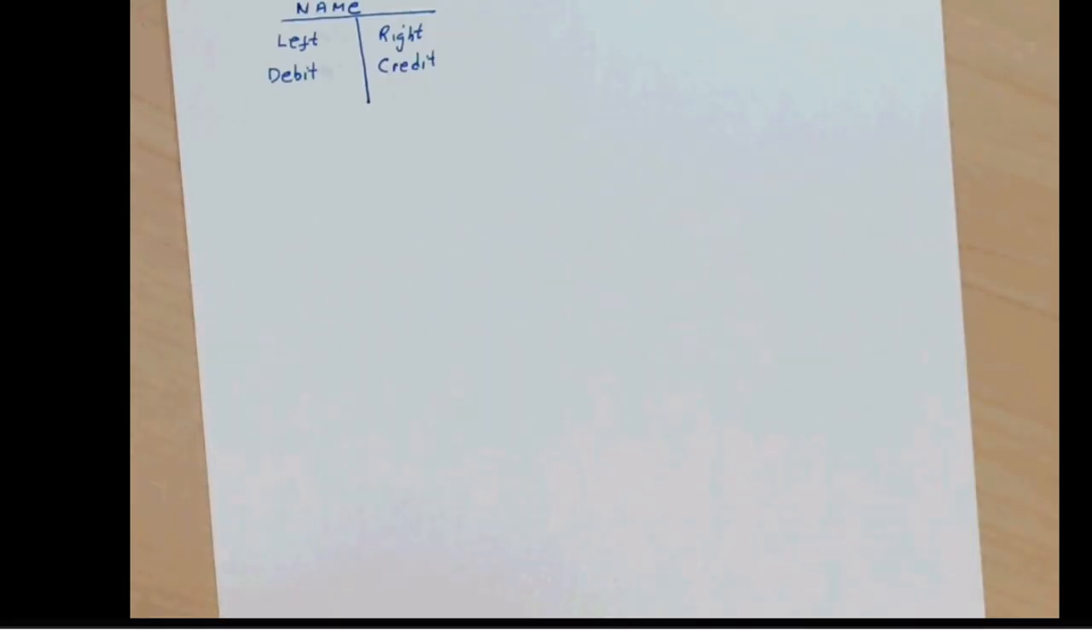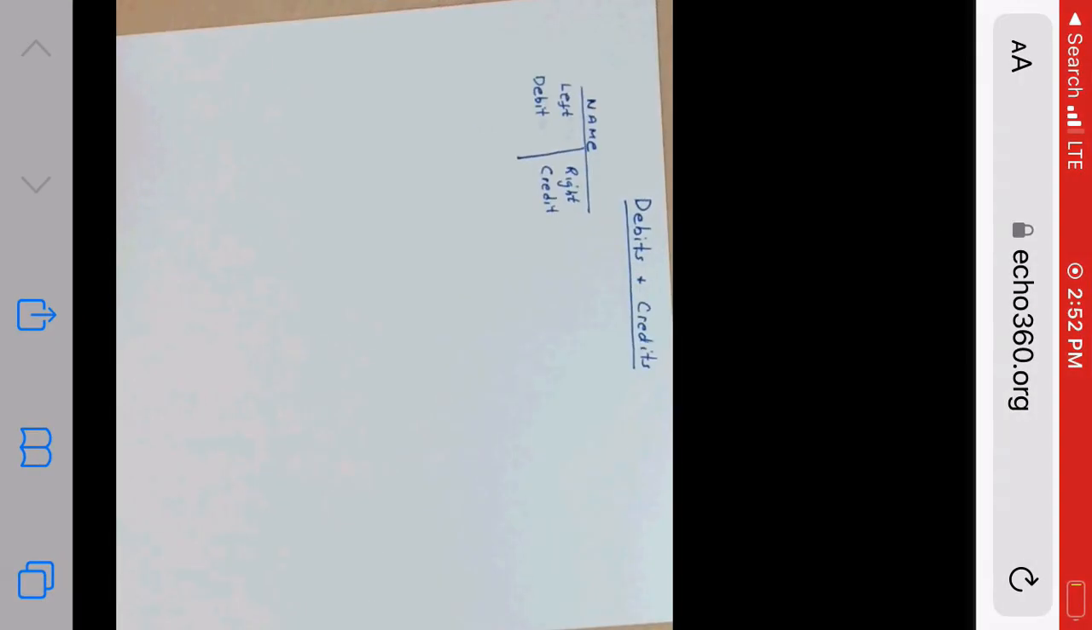First of all, let me say this. Some accounts go up on the debit side, some accounts come down on the debit side. Likewise, some accounts go up on the credit side and some accounts come down on the credit side. So there is no general rule that says all accounts increase on the debit side. Wrong.